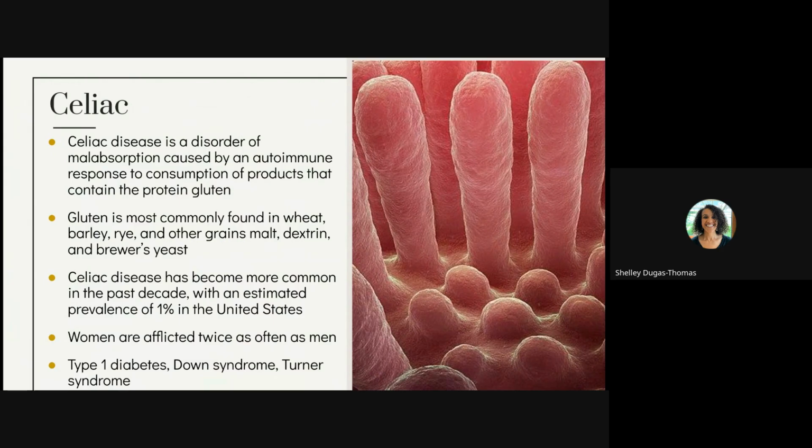Celiac disease is an autoimmune malabsorption disorder triggered by ingestion of gluten, a protein found in wheat, barley, rye, malt, dextrin, and brewer's yeast. The prevalence, it affects about 1% of the US population, and it's more common in women. The associated conditions are possibly type 1 diabetes, Down syndrome, and Turner syndrome. The trend is the incidence has increased over the past decade. It might have something to do with our diet.